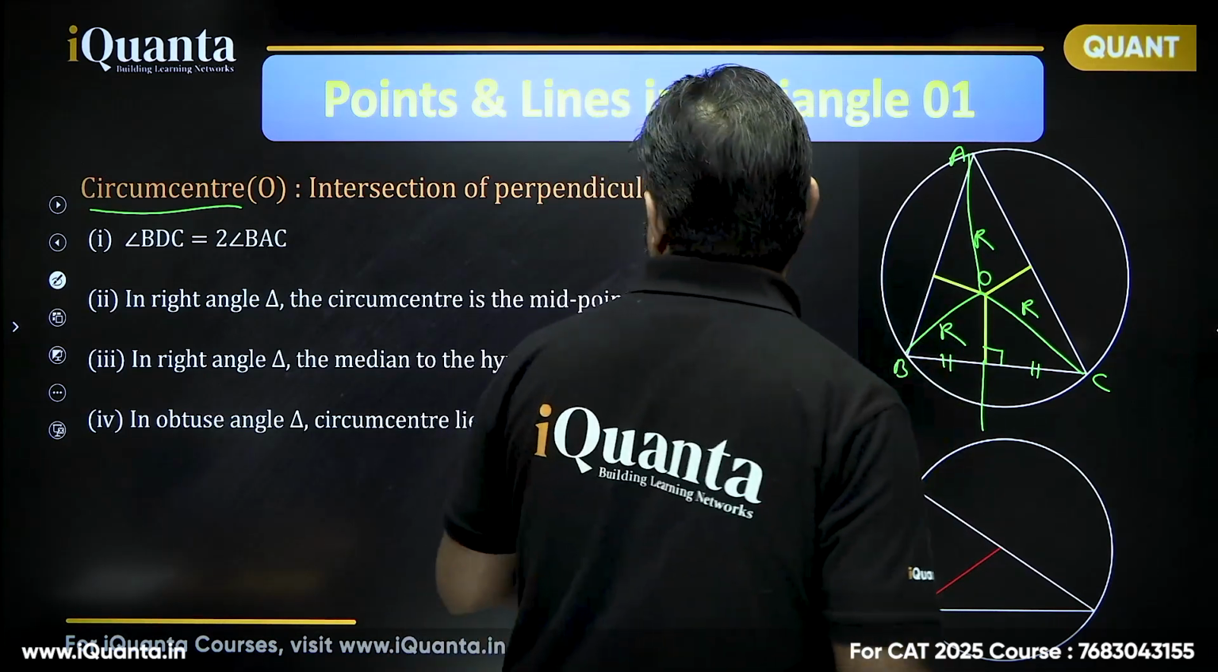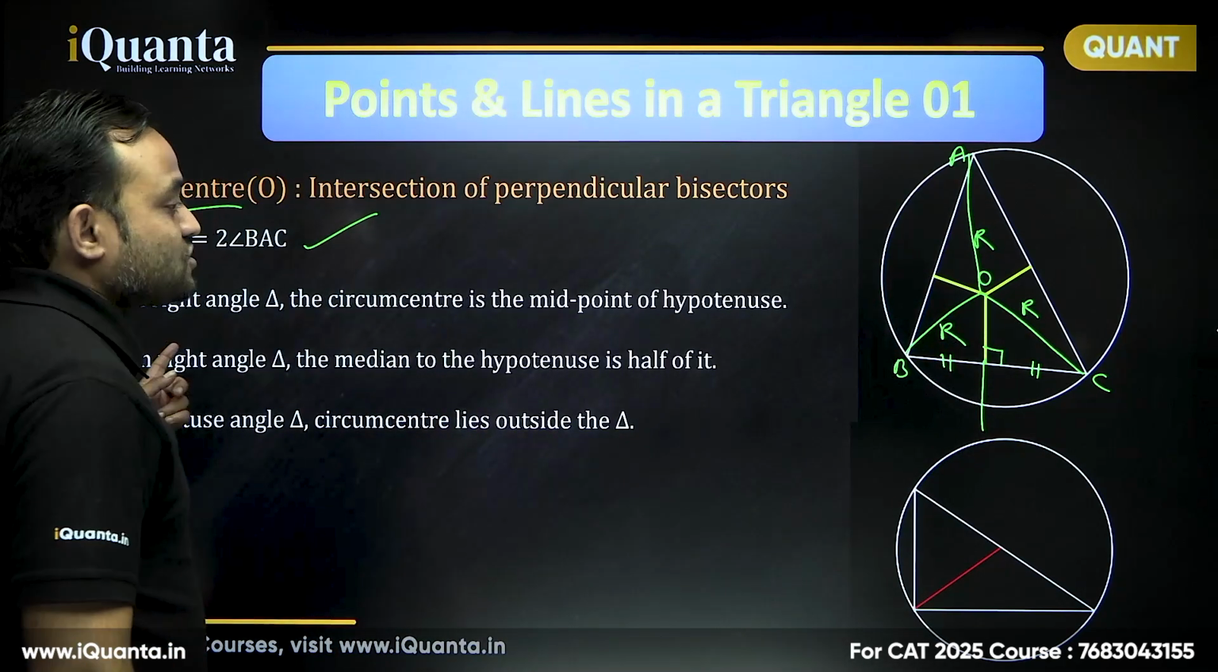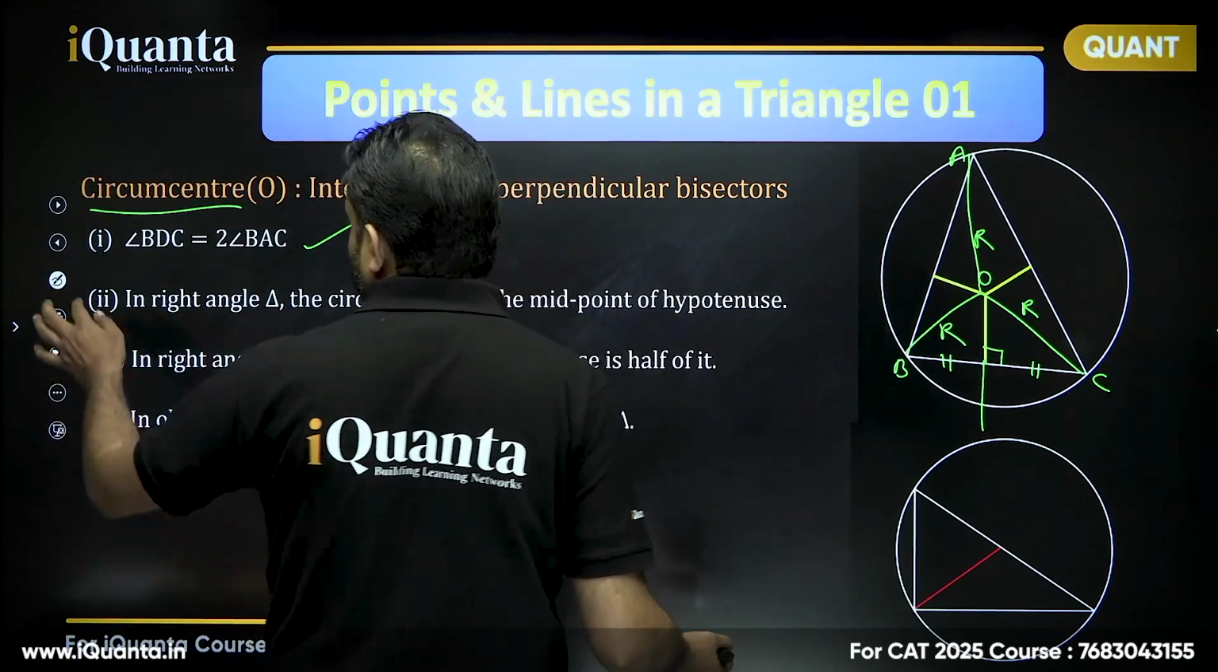All right. Now what are the properties? That angle BDC is equal to twice of angle BAC. Angle BDC, which angle is BDC?